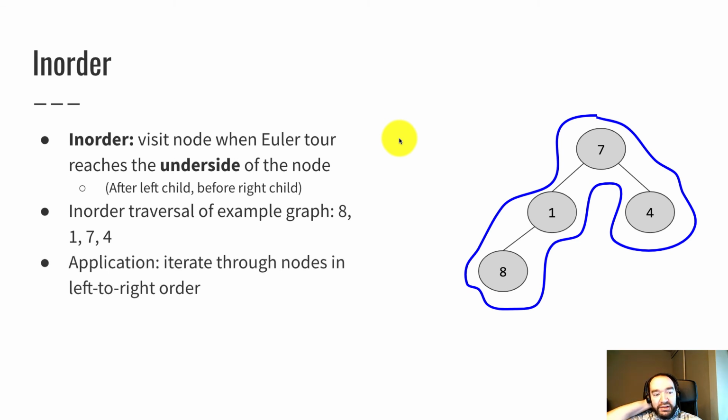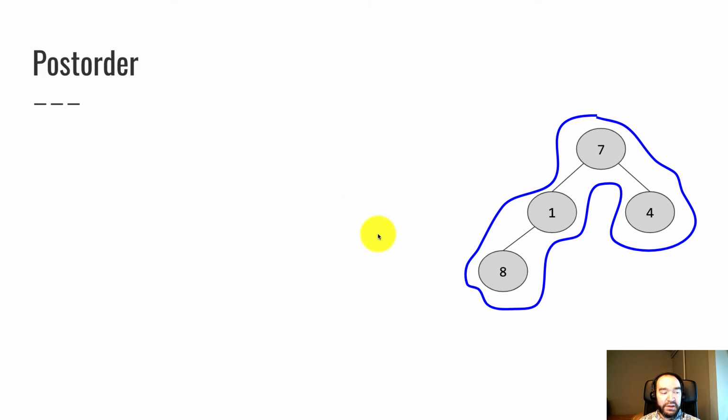This one is used quite a lot. One application of this is to iterate through the nodes in left to right order. So if we want to kind of go left to right, the way that the nodes are drawn, if I kind of sweep horizontally, I would see 8, 1, 7, 4 going left to right. And that's actually the order that inorder gives us.